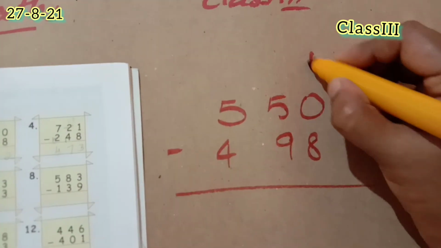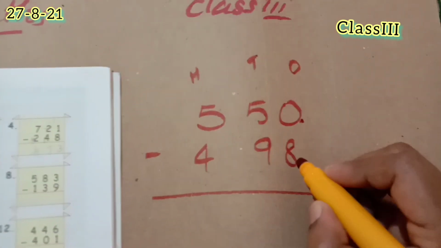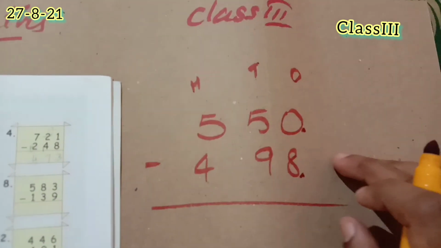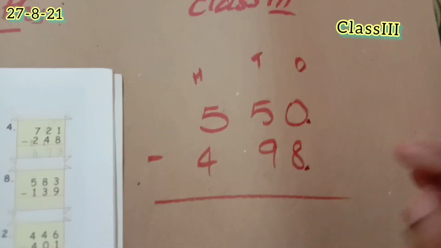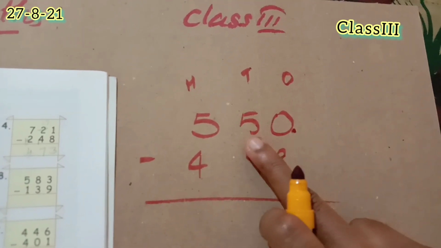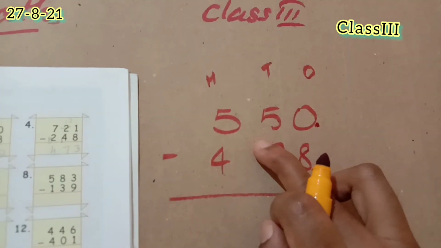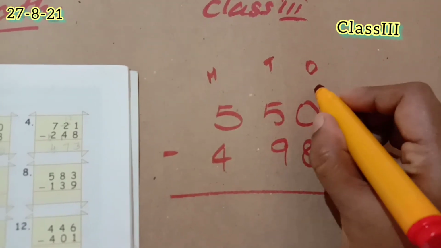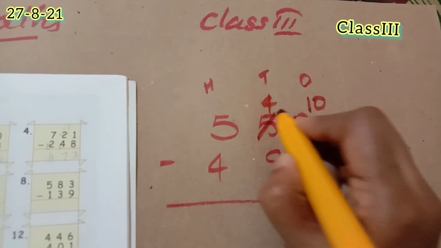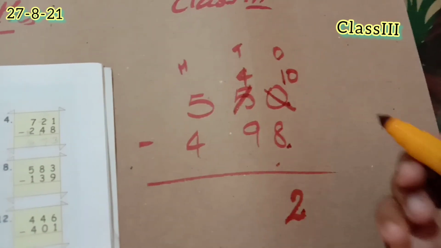Consider the numbers in ones place. In ones place it is 0 and the subtrahend is 8. That means the subtrahend is the higher number and the minuend is the smaller number. When the subtrahend is the higher number, we need to borrow from the next number, the neighbor. So here we have 5 tens. Borrow 1 from here. Then this becomes 10 and 5 becomes 4. 10 minus 8, possible. It is 2.